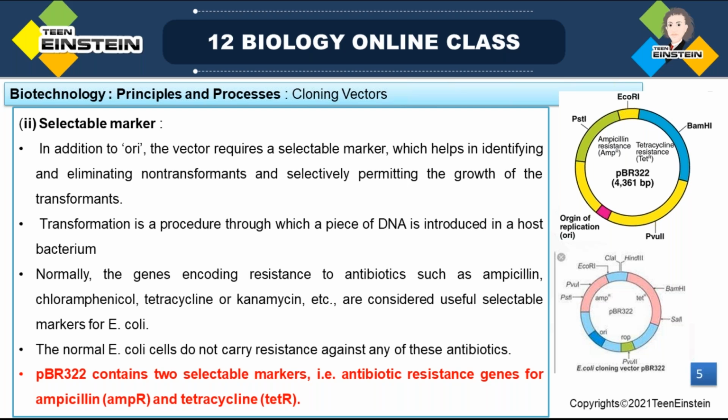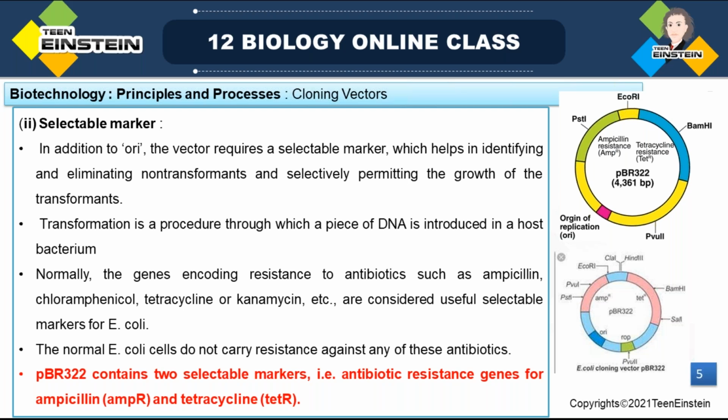Then the next feature. We said there are 3 to 4 features of cloning vectors. The second feature is the selectable marker, and now we are going to discuss it. First, we said a vector should have an origin of replication, right? The second feature is the selectable marker, which is for the selection of recombinants. A selectable marker is a marker which helps in the selection of recombinants.